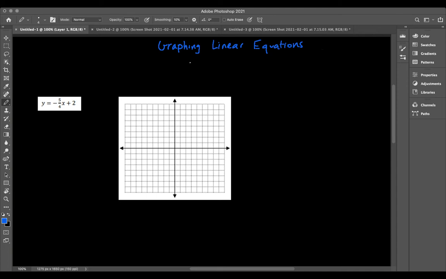So, okay, listen up. If you guys remember this information, great. But if you don't, this is a great opportunity to get this information now. Okay, so what do we know? All right, so graphing linear equations.